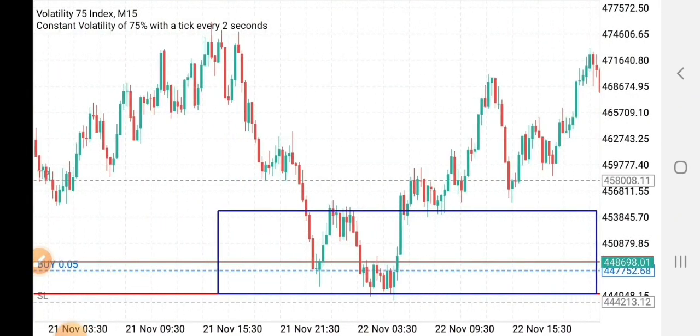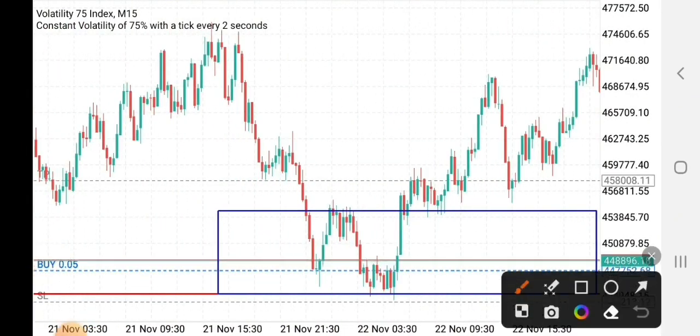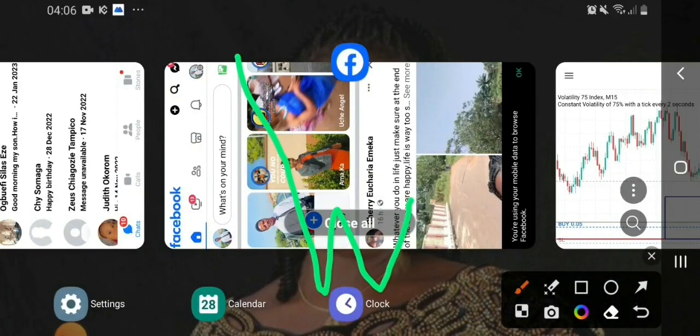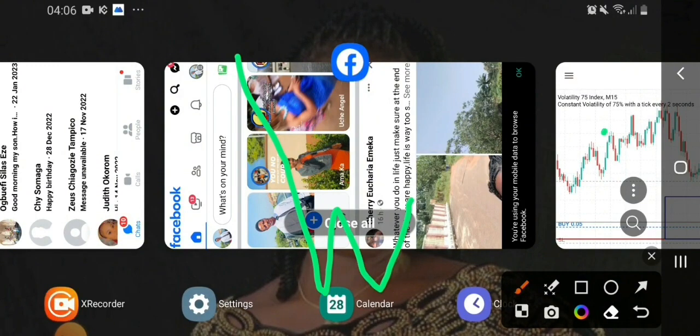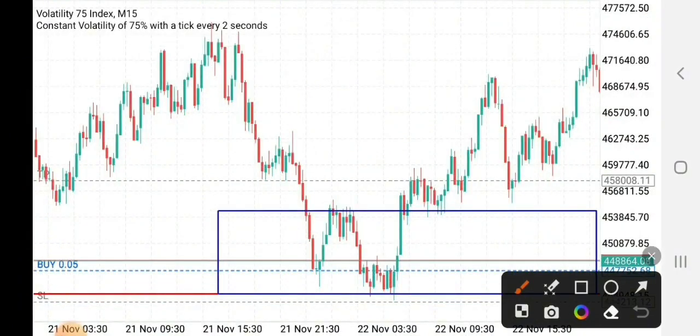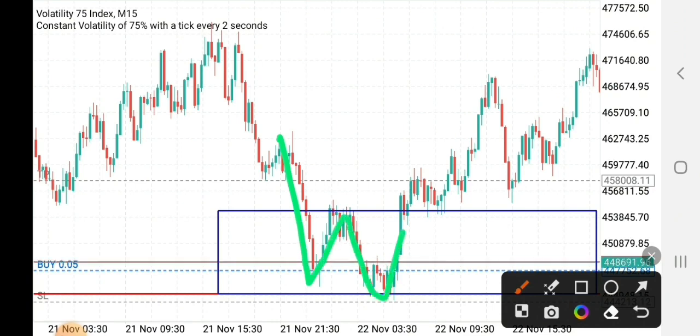Can you see what's happened? The price in our second leg of the W pattern created another W pattern, a mini W pattern at that zone. Sorry about this. So the price created a mini W pattern at that zone, which you can clearly see. Okay, so this is exactly what you want.